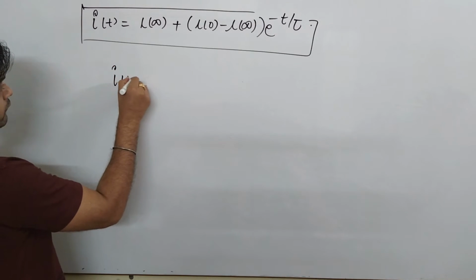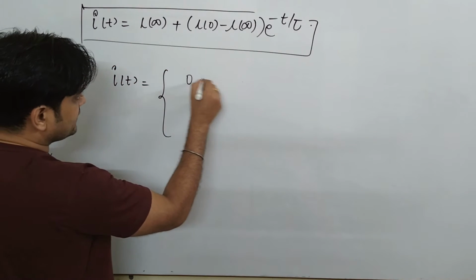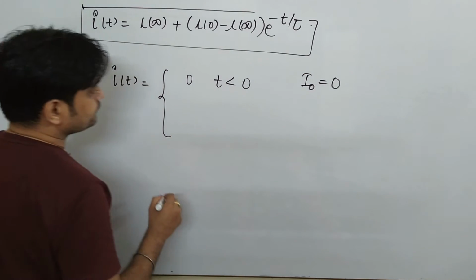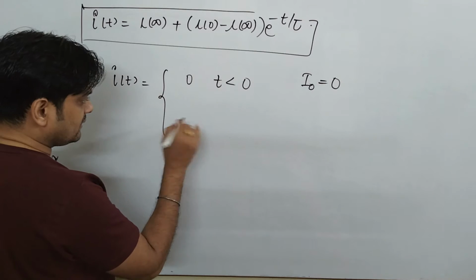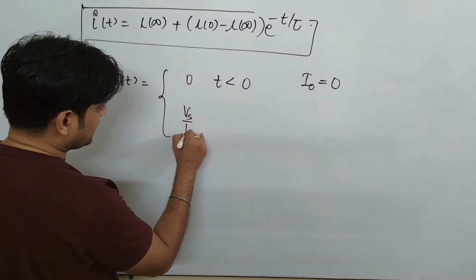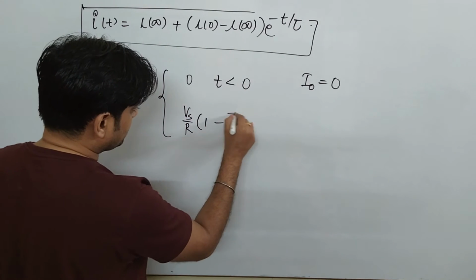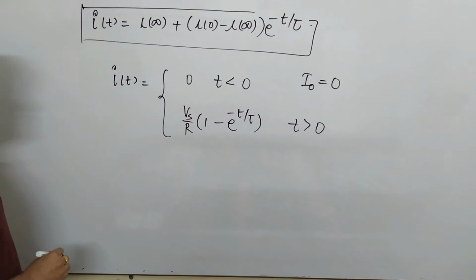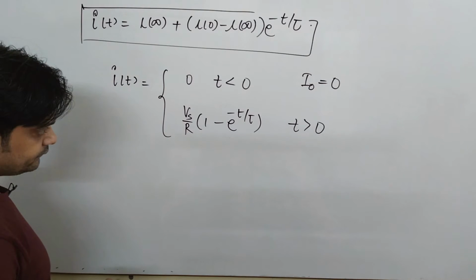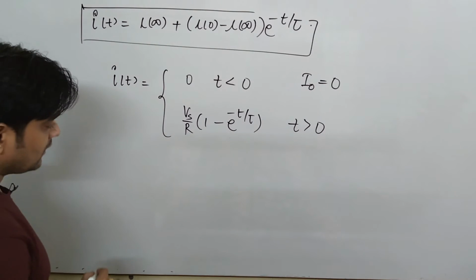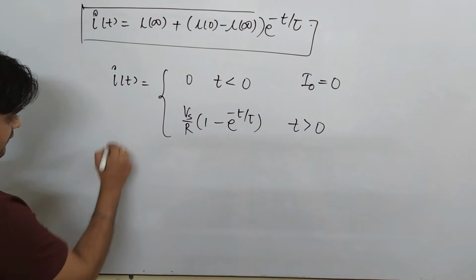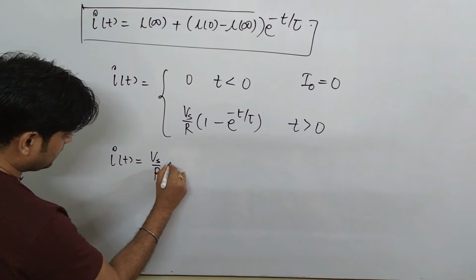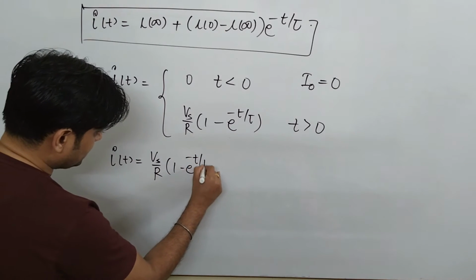So the value of I(t), if I say initial current I0 is 0, so similarly it will become what here? It is Vs by R (1 minus e to the power minus t by tau) for t greater than 0 if your initial current is 0. Okay. And similarly, this is your I(t), that is Vs by R (1 minus e to the power minus t by tau).